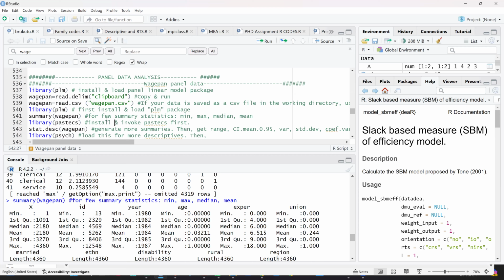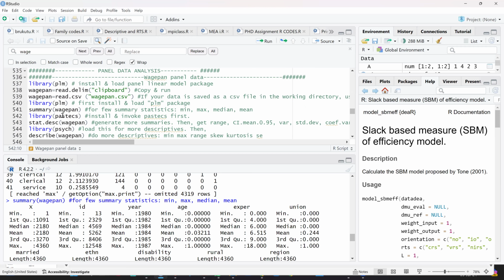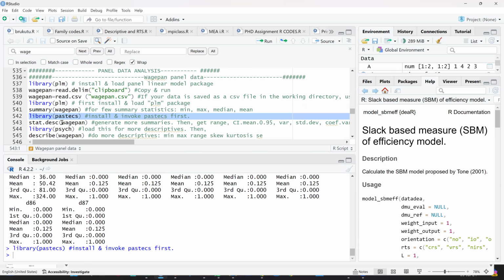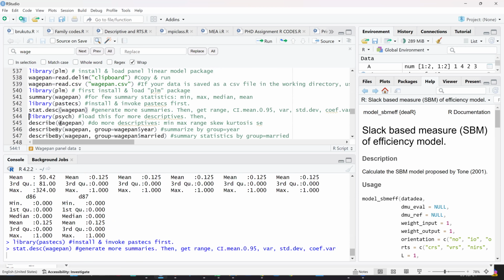It doesn't give you a lot of statistics. What it does is that it gives you few of them. So you have to load a package called library pastecs. This library pastecs will give you more descriptive statistics. So I'm going to run that here.